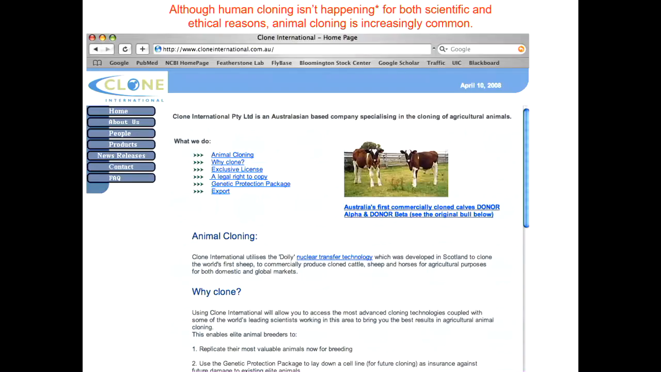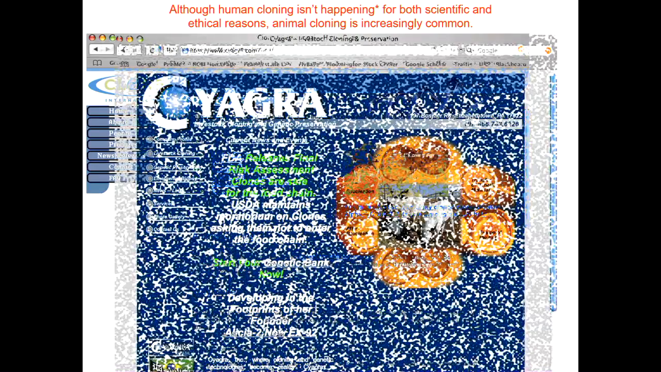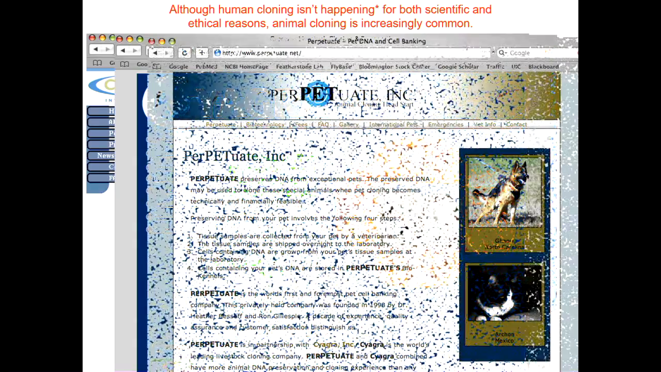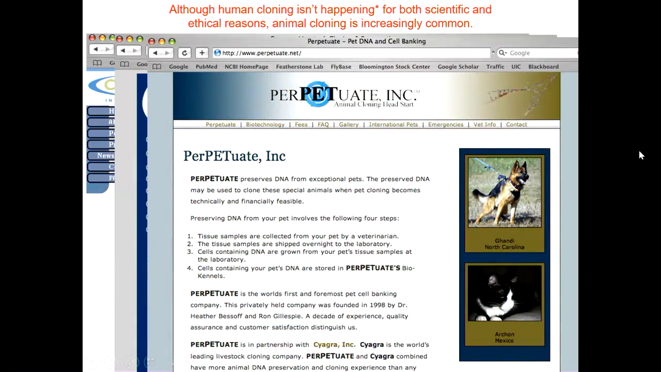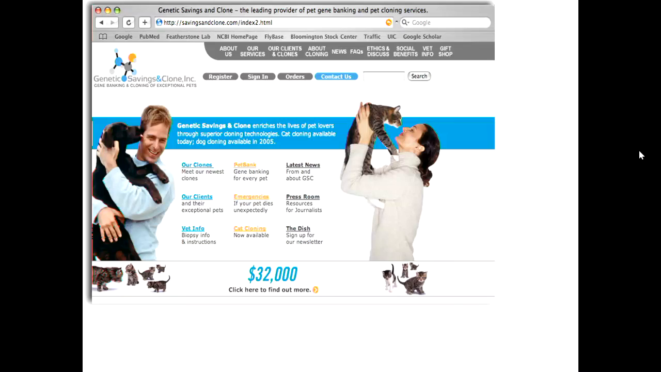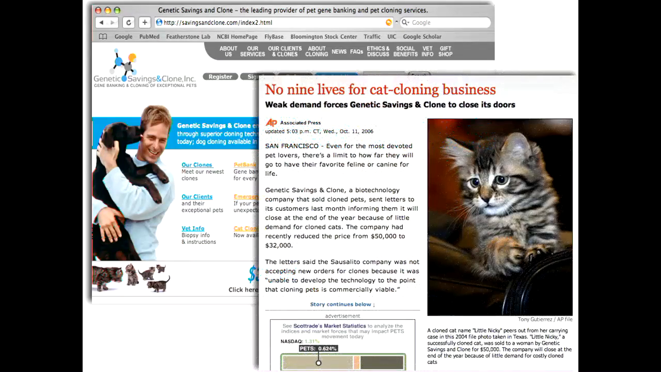A couple of fun things to end with. Cloning can lead to all sorts of interesting things. People are cloning their pets now, getting their cats cloned. This one company shut down because not enough people were buying expensive cloned cats. The company had to reduce its price from 50 grand per cat to 32K because, that's affordable.